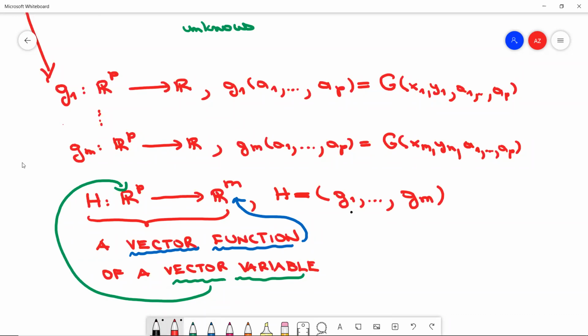And g1 up to gm are called coordinate or also component functions. Coordinate functions. Or component functions.